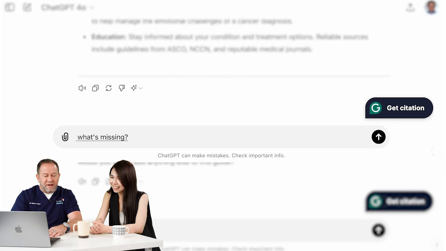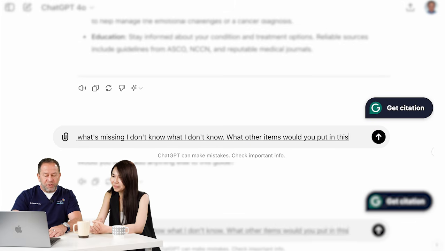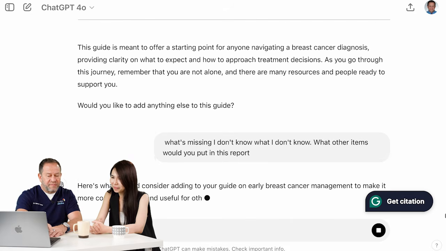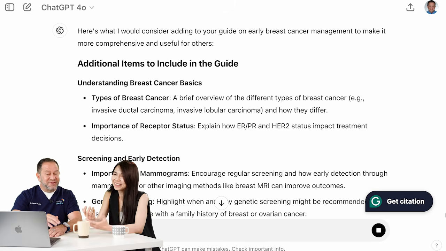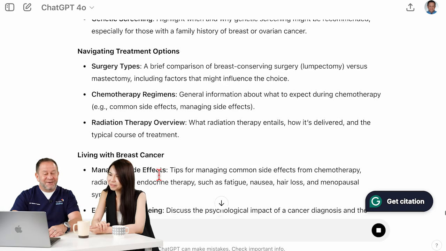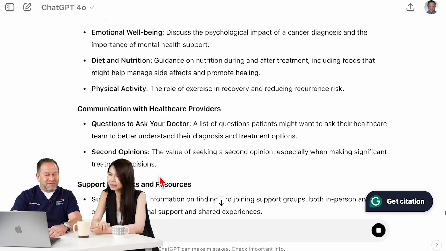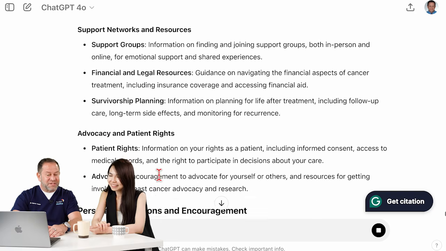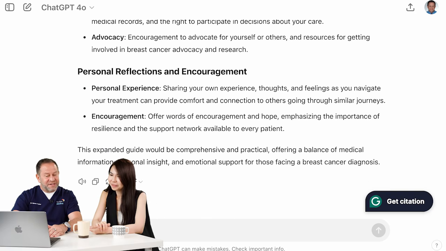What's missing? I don't know what I don't know. What other items would you put in this report for me? Additional things to include: understanding breast cancer basics, screening and early detection, navigating options, living with breast cancer, communicating with doctors, support networks, advocacy.